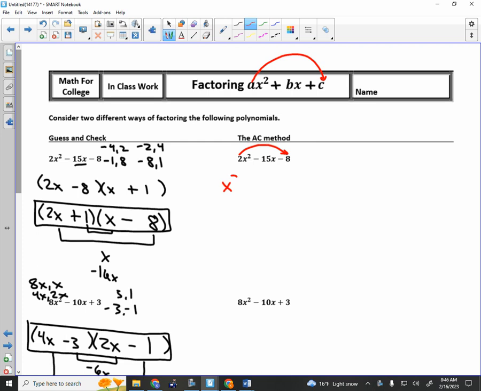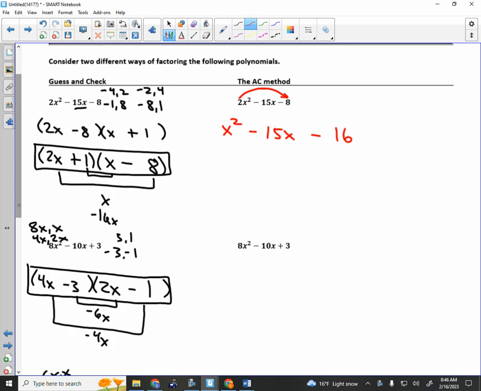So I'm going to write x squared minus 15x minus 16. Now, when there's not a number in front, it's easy to factor, isn't it? How does x squared minus 15x minus 16 factor? Is everybody okay with that first step?